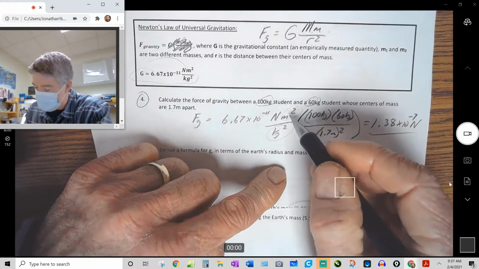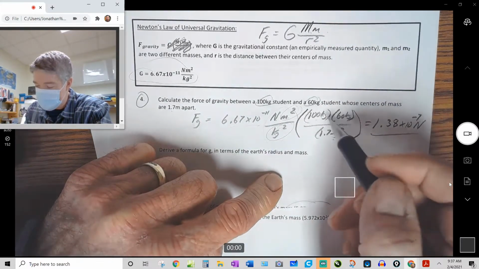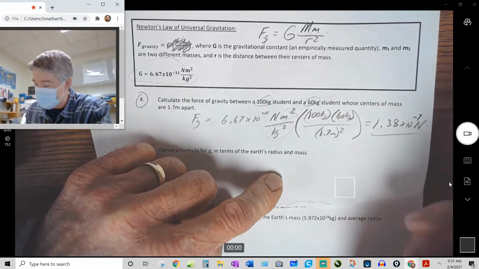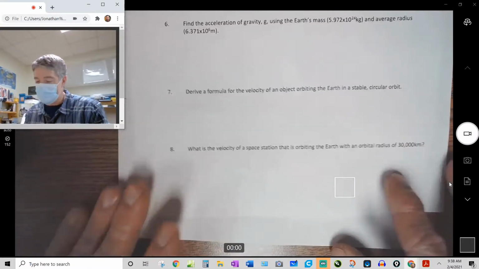And the units for the constant are chosen so that these kilograms get canceled out. This m squared gets canceled out, and we're left with newtons. And it's a really small force. Alright, that's where I messed up last time.